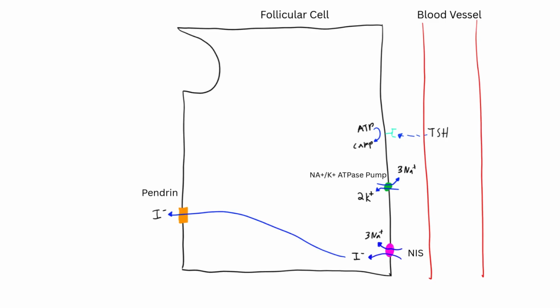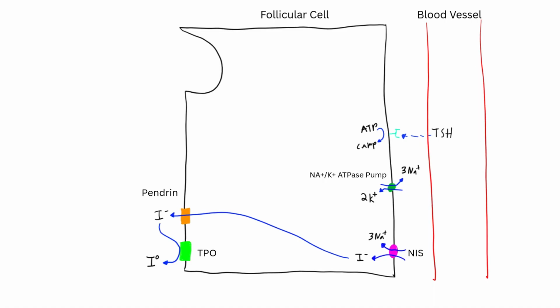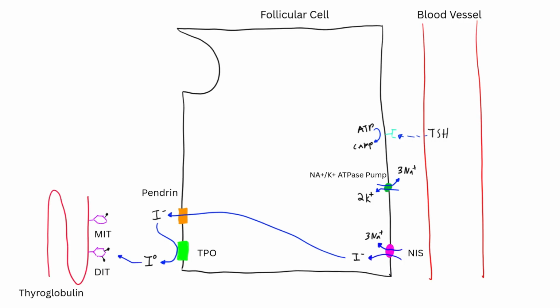The iodide molecule will then travel through pendrin. The enzyme TPO, found on the apical membrane, will then oxidize iodide into iodine. Iodine then combines with tyrosine amino acid molecules located on the thyroglobulin molecule. This leads to the formation of MITs and DITs.